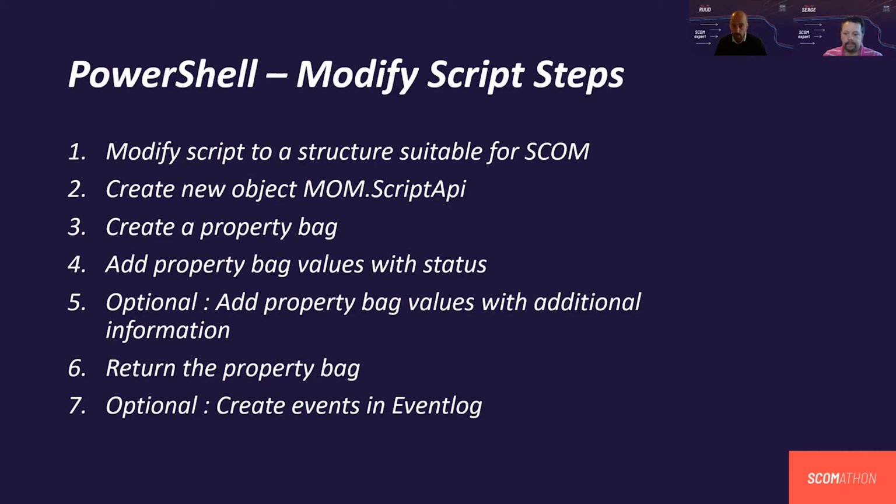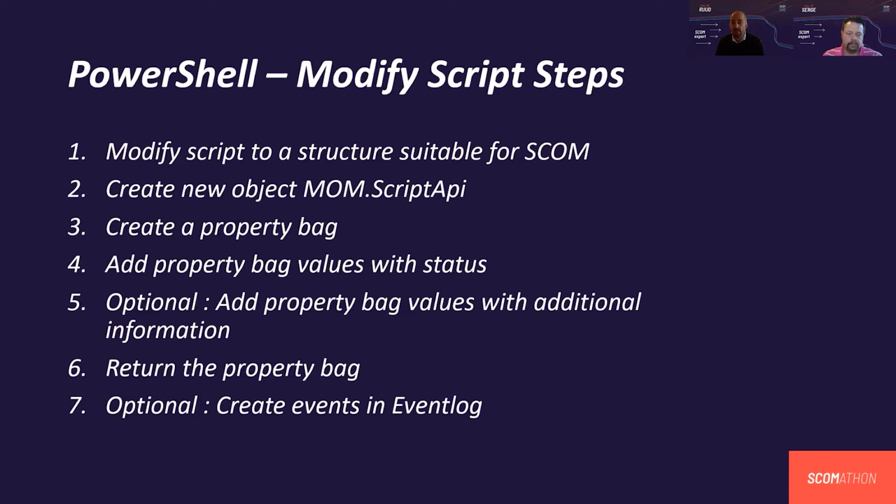From a SCOM perspective, we need to make sure that we load a new object from the MOM script API. From there, we're going to create a property bag. We're going to create property bag values with status, meaning that we're going to bring status back into SCOM. So for example, saying something is either wrong or right. Could be as well, if we're talking about things more related to performance, you're going to say, hey, this is the value that you're going to present to SCOM. So if you're going to use, for example, a PowerShell script that is going to extract CPU usage of a certain kind, you're going to send back, for example, 90%, or in that case, the value 90.